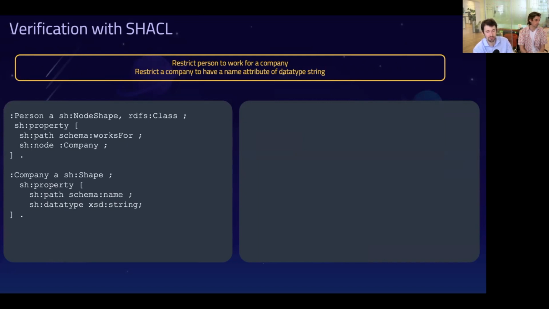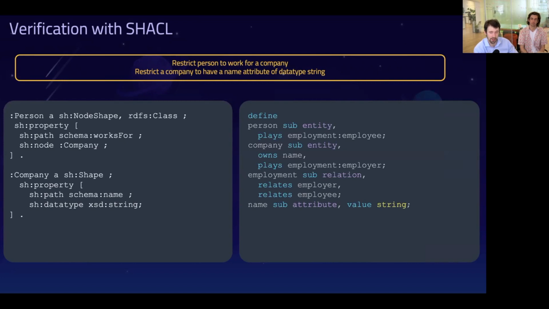And again, these types of restrictions go directly into the schema file, the schema in TypeDB. So here we simply say that a person can play the role of employee, but only in an employment relation. The company can play the role of employer, but only in an employment relation. And at the bottom, we've got the attribute name that must be of value string.